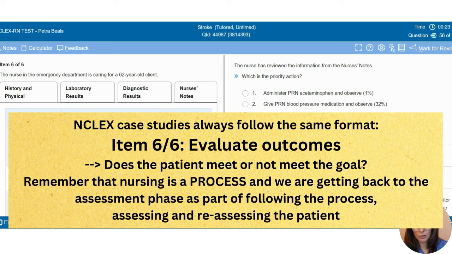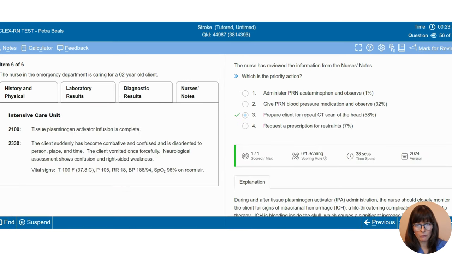Now, these assessment findings here for combative and confused are different from what we had originally. The client originally was alert and oriented times four. And yes, they did have this right-sided weakness and right-sided facial droop. But now, they also vomited forcefully. So your alarm bells should be going off for increased intracranial pressure, something going on neurologically.